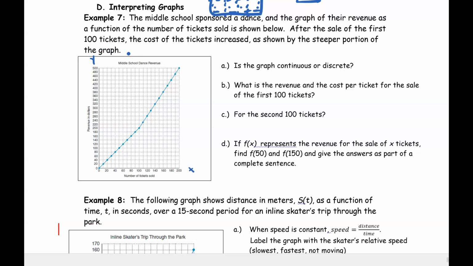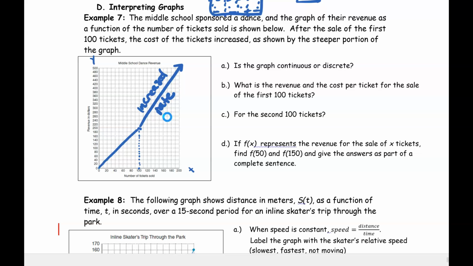After the sale of the first 100 tickets, the cost is increased as shown by the steeper portion of the graph. So if you look at 100 tickets, which is at the bottom here, and you go up to the graph, you can notice that the graph all of a sudden after 100 gets a little bit steeper because this is an increased rate.